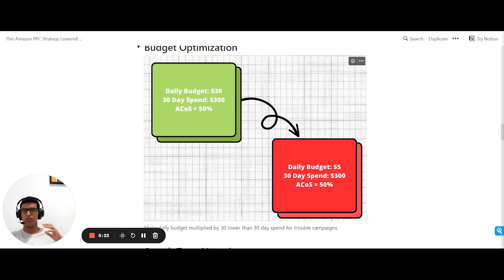Again, this is risky. You're probably going to lose ad sales by doing this, and you might lose organic sales. But again, if you have a group of campaigns that are starting to do much worse than usual, you can do this short term while you work on fixing your bids or your keywords or your placement boost or whatever else it is at that point.